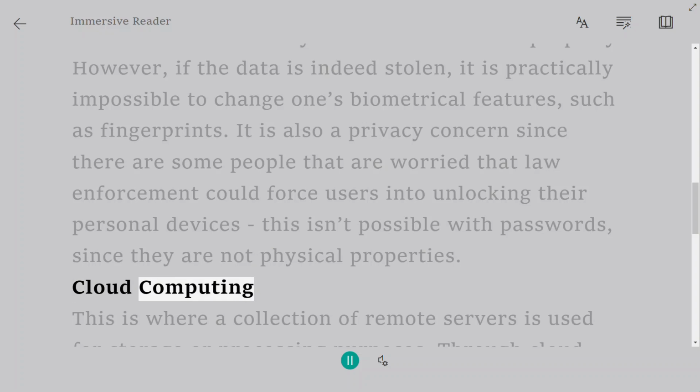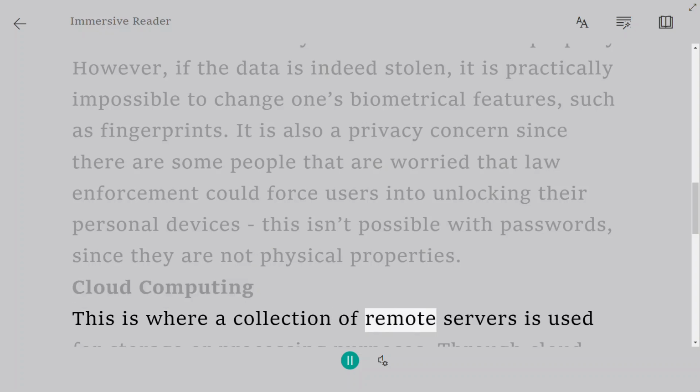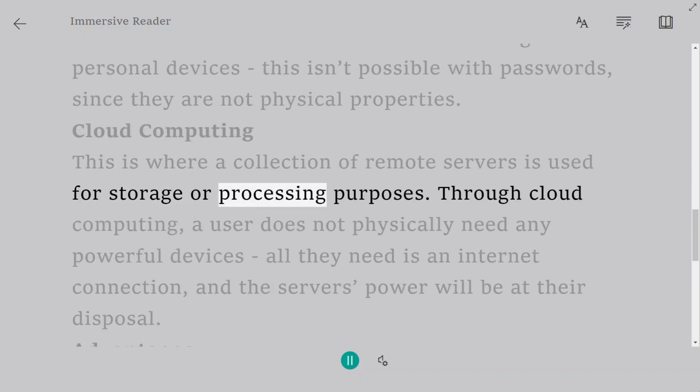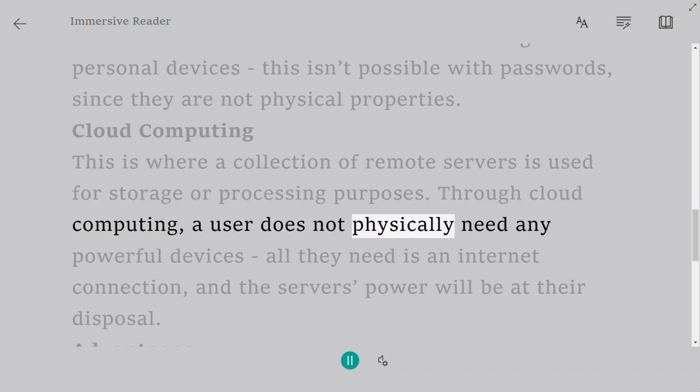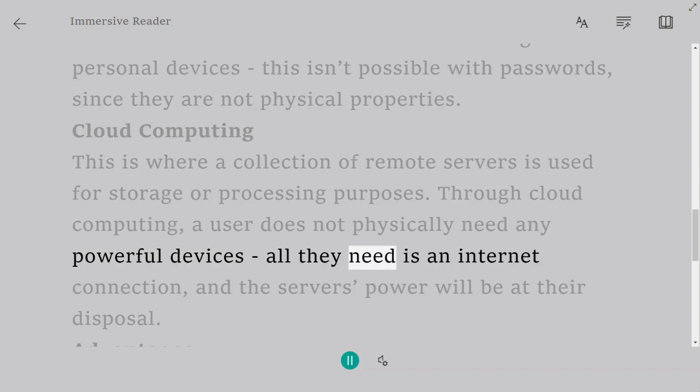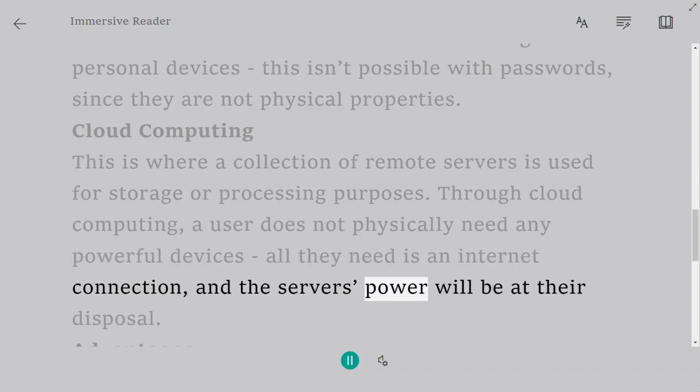Cloud computing. This is where a collection of remote servers is used for storage or processing purposes. Through cloud computing, a user does not physically need any powerful devices, all they need is an internet connection, and the server's power will be at their disposal.